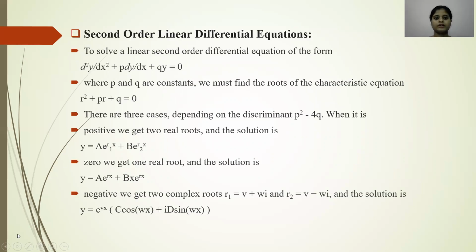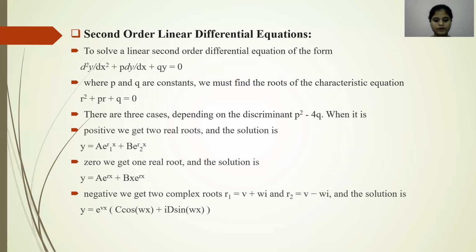Second order linear differential equations. To solve a linear second order differential equation of the form d square y by dx square plus p dy by dx plus qy is equal to 0, where p and q are constants, we must find the roots of the characteristic equation r square plus pr plus q is equal to 0. There are three cases depending on the discriminant p square minus 4q.